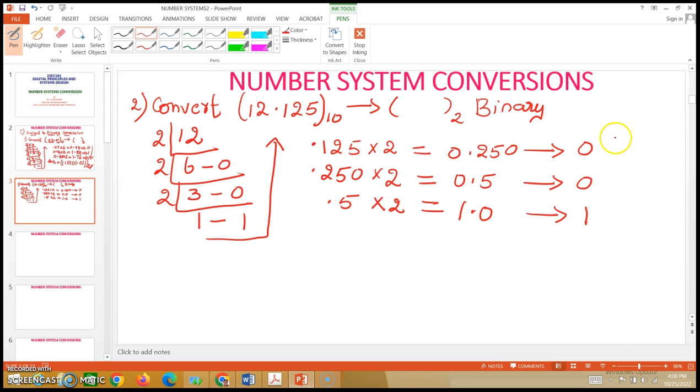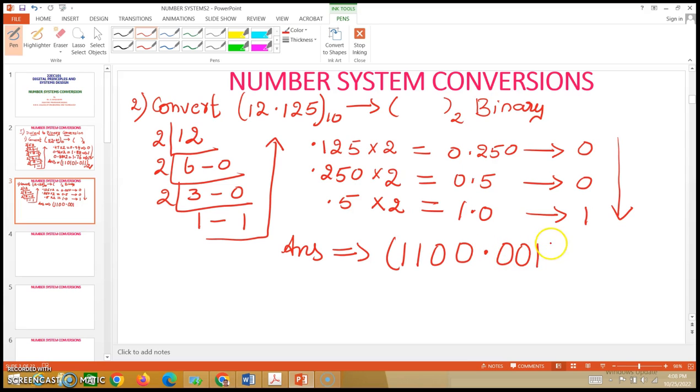Now just multiply it 3 times, that is enough. Now we have to take the numbers from top to bottom for the decimal; for the integer it is bottom to top. Now what is the answer? The answer is 1100.001 to the base 2. So this is how we can do the decimal to binary conversion.